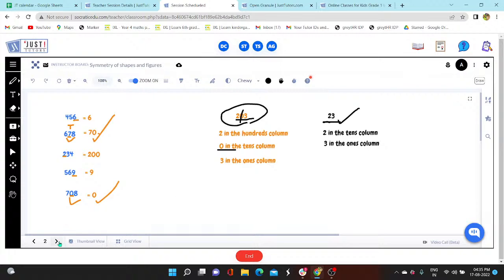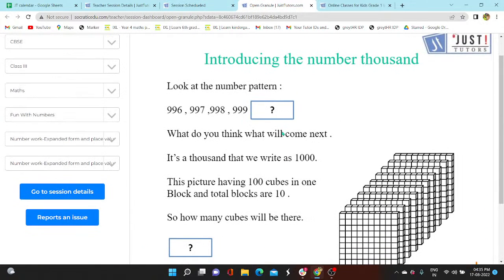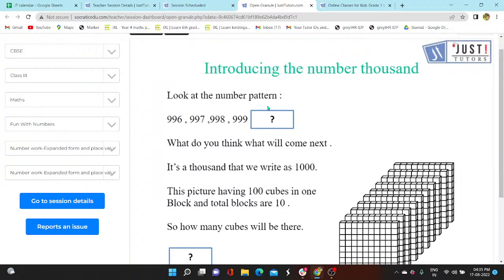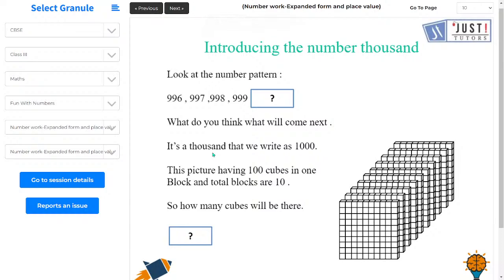Okay, now let's move on and let's see what is the next topic that we are going to learn. Now we are going to learn about thousands. So if we talk about the number 1000, look at the number pattern. 996, 997, 998, 999, and what is the next number that will come after 999? What do you think? Let's have a look.